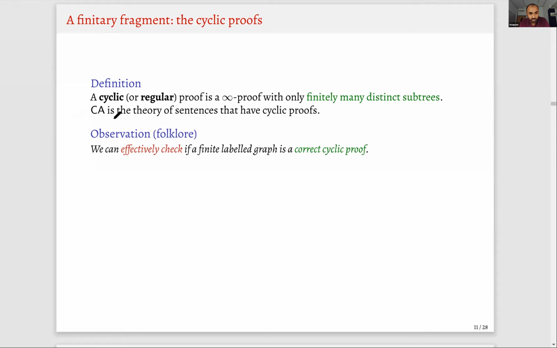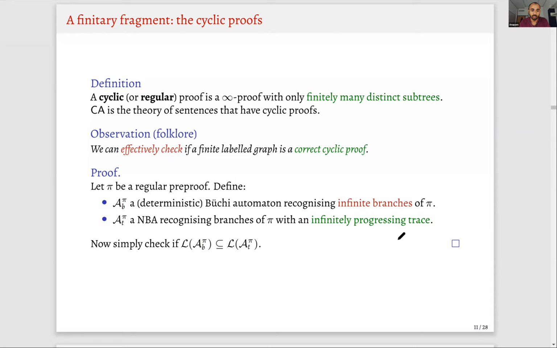An important part of this definition, which is implicit, is that we can decide when a regular graph, a regular tree, actually satisfies that correctness condition. The reason is that the correctness condition, demanding that there's an infinitely progressing trace, is an omega regular condition. So you can define a non-deterministic Büchi automaton that recognizes the branches of the pre-proof with infinitely progressing traces and demand that it covers all branches. So we can reduce it to inclusion or universality, if you prefer, of non-deterministic Büchi automata, which is of course a PSPACE-complete problem.